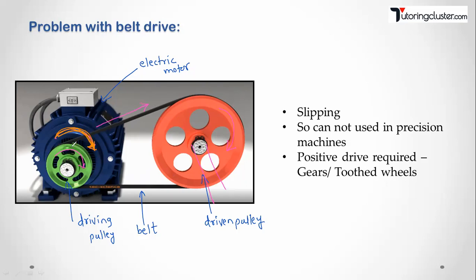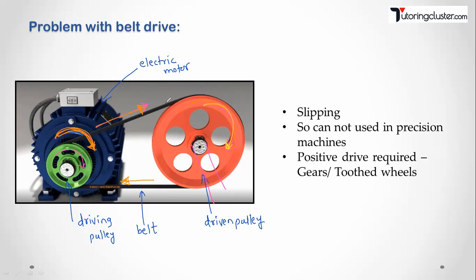अभी ये जो पुली है ग्रीन कलर की, it is on the output shaft of the motor, तो ये पुली रोटेट होगी. अभी पुली पे क्या माउंट है? बेल्ट माउंट किया हुआ है. सो ये बेल्ट जो है, it is going to move like this. Okay, now this belt is coming over this driven pulley.